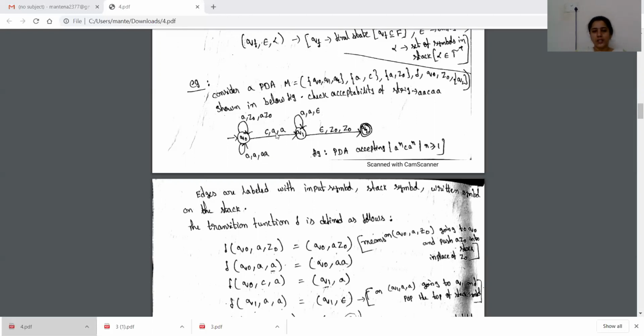So q0 on c, a, comma a means here a is already on the stack. We are not doing anything, meaning we have to pop. A single element is there on the third part after the comma, which means you are not doing anything, not pushing anything, not popping anything. Observe here we have epsilon on the third part. If epsilon is there, it means we have to pop the element from the stack.